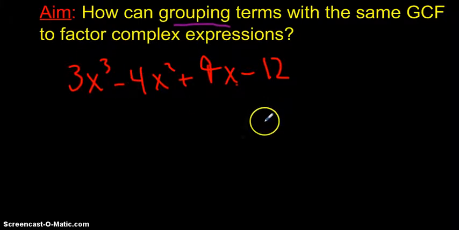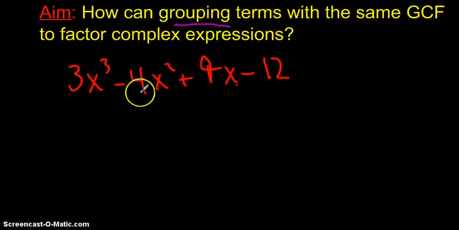Alright, so we are asked to factor this expression. It's not a trinomial, it doesn't have a GCF, and it's definitely not the difference of squares. 3, 4, 9, and 12 have no common factors. They don't even have common variables between them all, so there's no GCF.